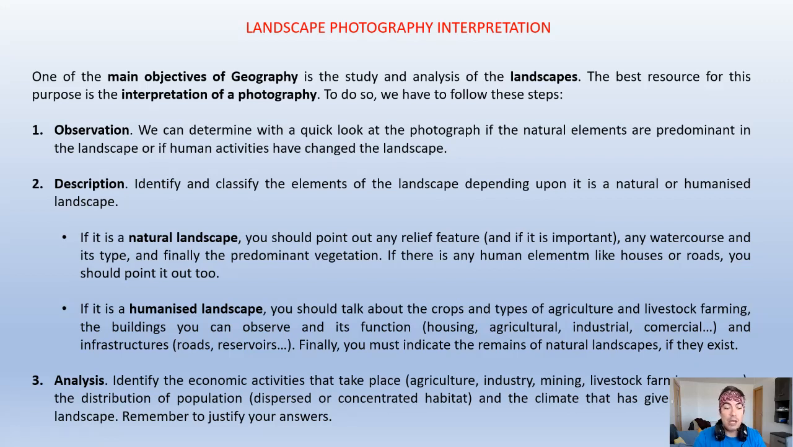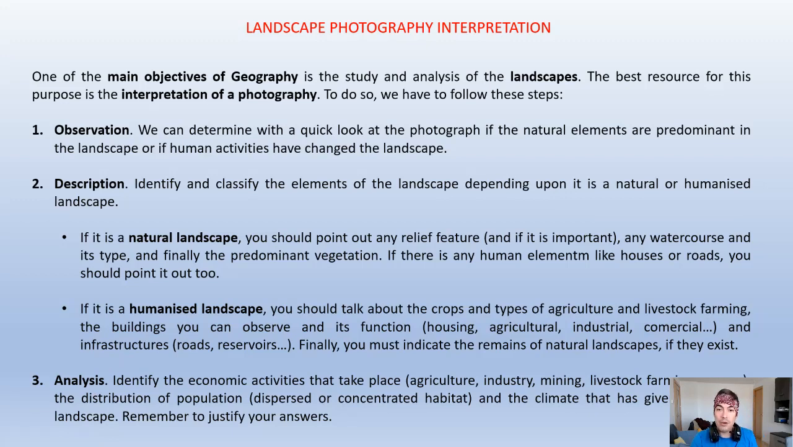Okay, so because of these economic activities and this vegetation and these buildings, we can tell that the climate is oceanic or it is Mediterranean. You always have to justify your answer. You can't just say, this is Mediterranean. Okay, but why? That's why we have to make a description and an analysis.